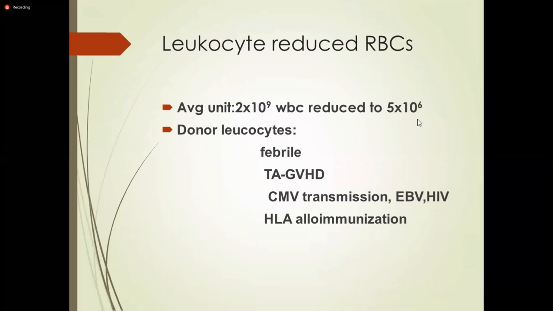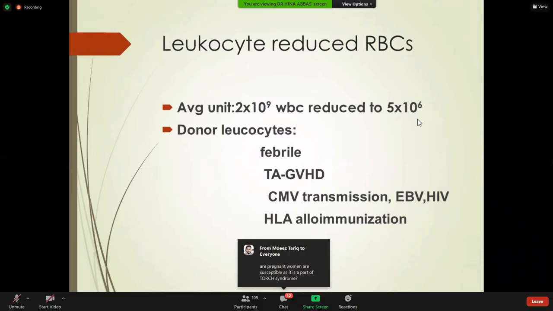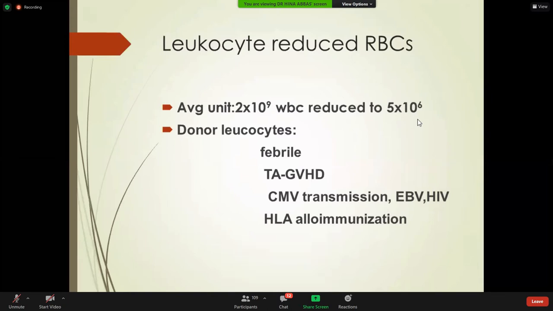Then the second thing is HLA alloimmunization. So these are the conditions where we would require the donor leukocyte reduced RBCs. Most common is the febrile transfusion reaction. The patients who have repeated episodes of febrile transfusion reaction, that means fever with each transfusion, will be given leukoreduced RBCs next time.